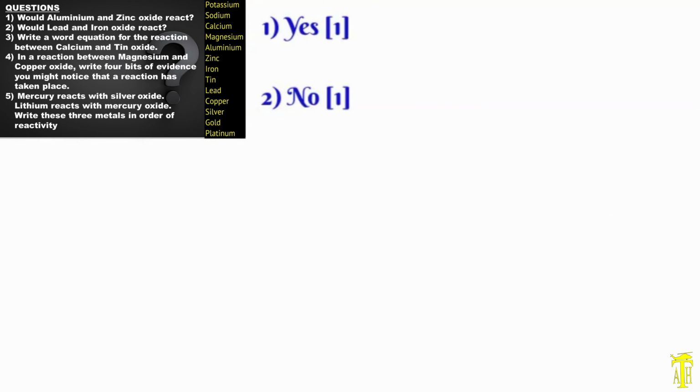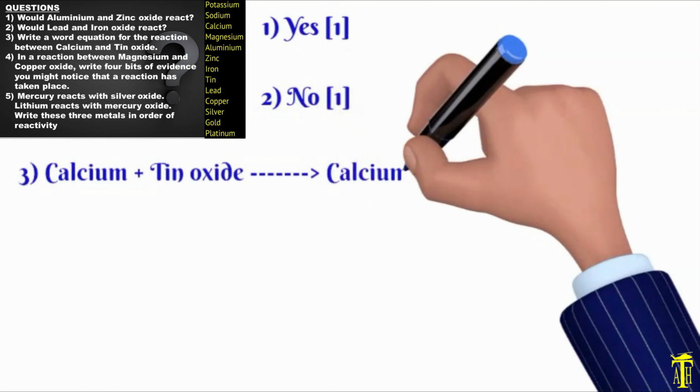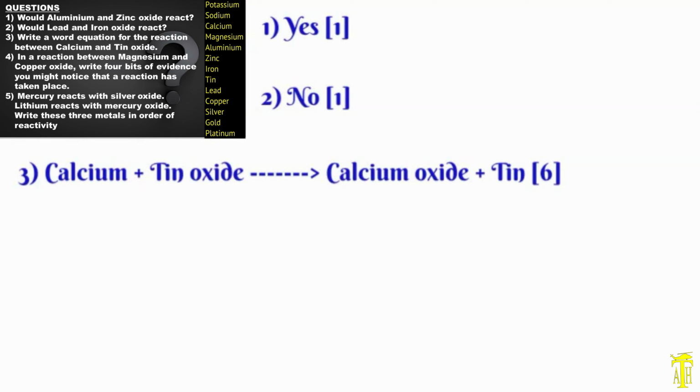So question 3. Write a word equation for the reaction between calcium and tin oxide. So again, if we have a little look at the reactivity series, calcium is quite high. It's the 3rd one on our list here, and tin is about halfway down. So there is going to be a reaction. So we're going to start off with the reactants of calcium plus tin oxide goes to, and calcium is going to take the oxygen and become an oxide, and tin's going to be left on its own. So calcium oxide plus tin. Because there's actually quite a gap between calcium and tin, this will be quite a dramatic reaction.